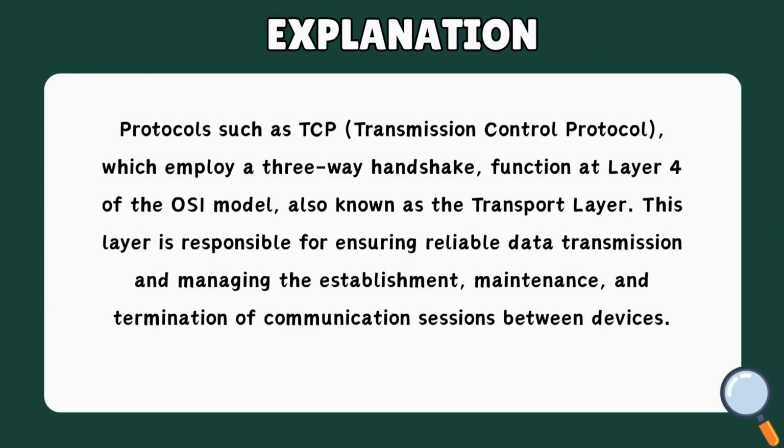Protocols such as TCP, Transmission Control Protocol, which employ a three-way handshake, function at Layer 4 of the OSI model, also known as the transport layer. This layer is responsible for ensuring reliable data transmission and managing the establishment, maintenance, and termination of communication sessions between devices.